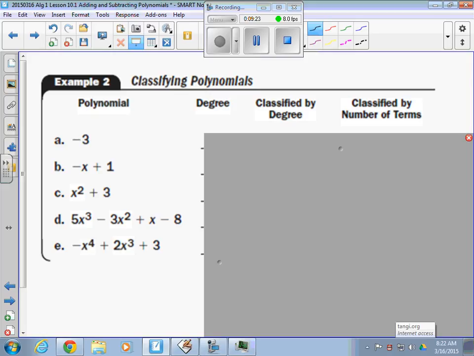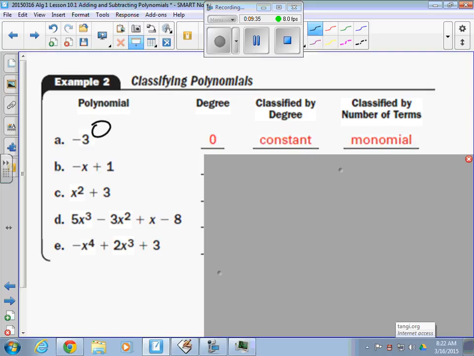The first one says negative 3. Look for the degree first. There's no variable. In fact, not only is there no variable, there's no exponent. So its degree is going to be 0. It's negative 3 to the first power, but since there's no variable, it doesn't have a degree. It's 0. It's called constant because there's no variable. And since there's only one thing, it is a monomial.